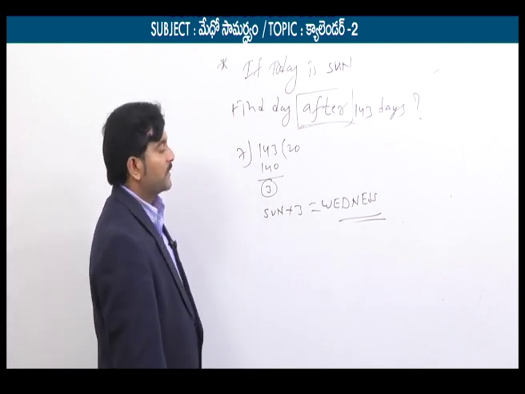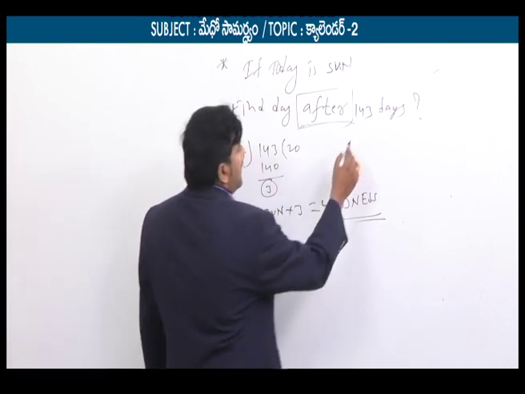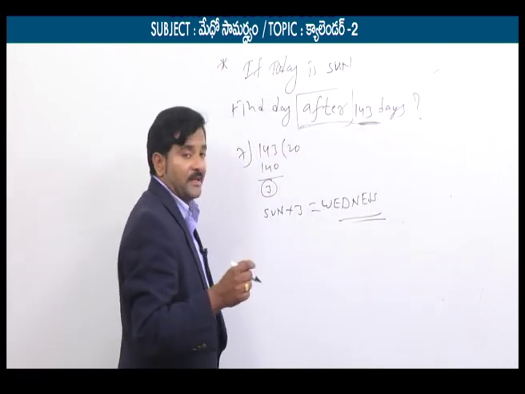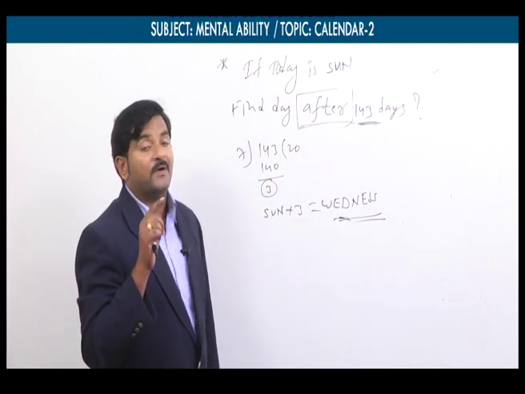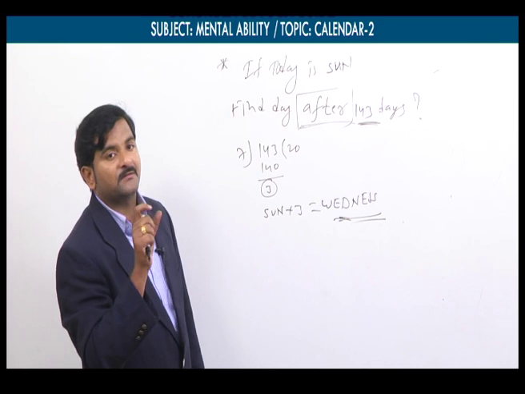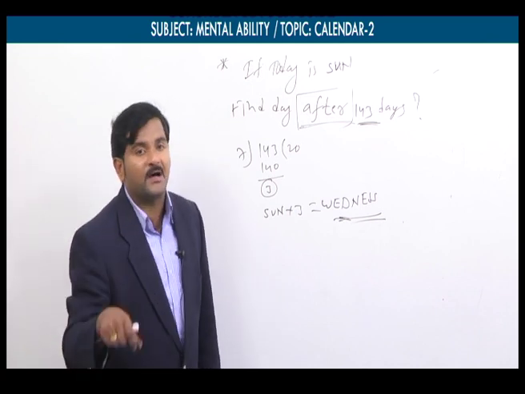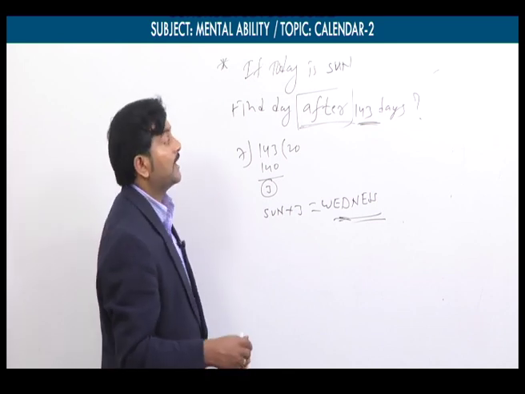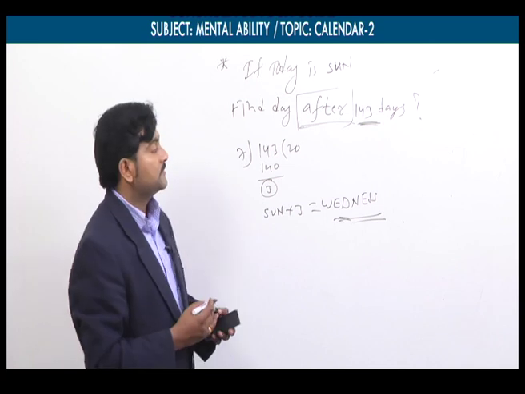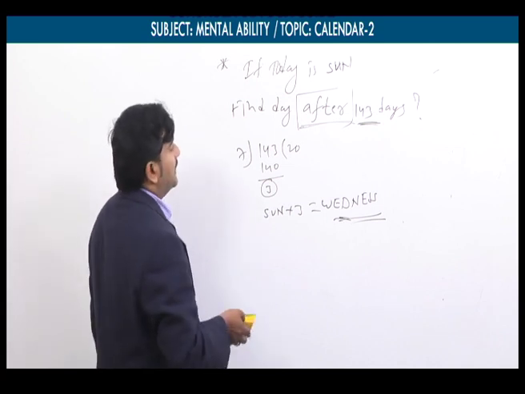That is the procedure. Whenever he mentions the word after, what does it mean? After 143 days means, is it Wednesday on the 143rd day? No, it is the 144th day because he mentioned the word after. The day that comes after 143 days must be identified as the 144th day. I hope you understood this concept. It's a very simple and easy concept.